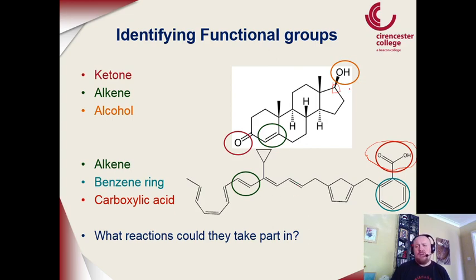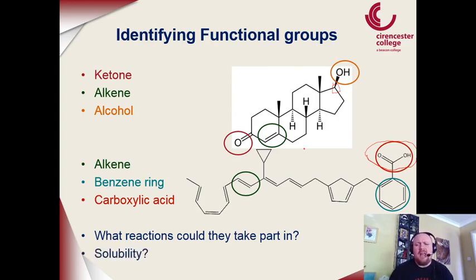If we look at this one here, alcohols, they can be oxidized. They can be substituted with a bromine or a chlorine or something like that. So there's lots and lots of things that we can do with this. If we have a look at this, carboxylic acid is acidic.